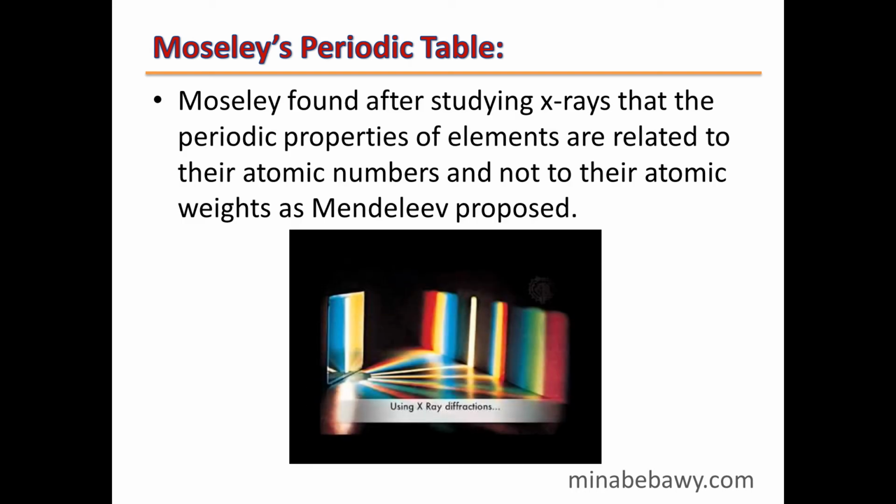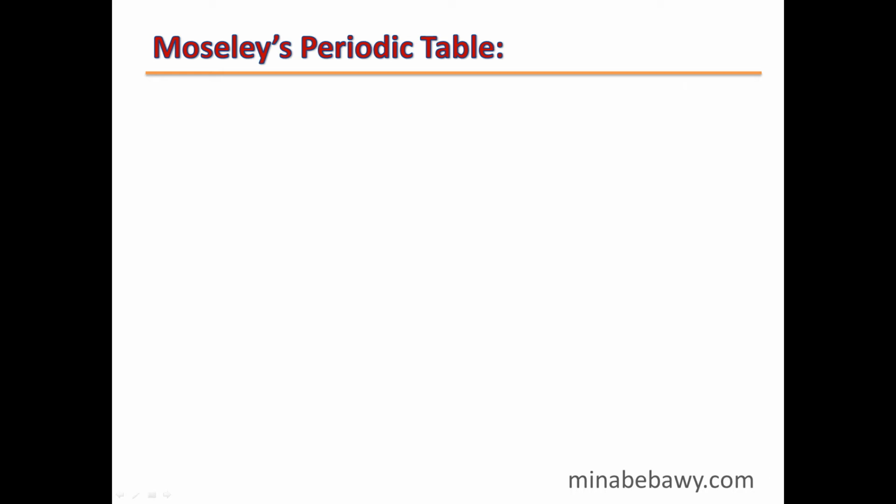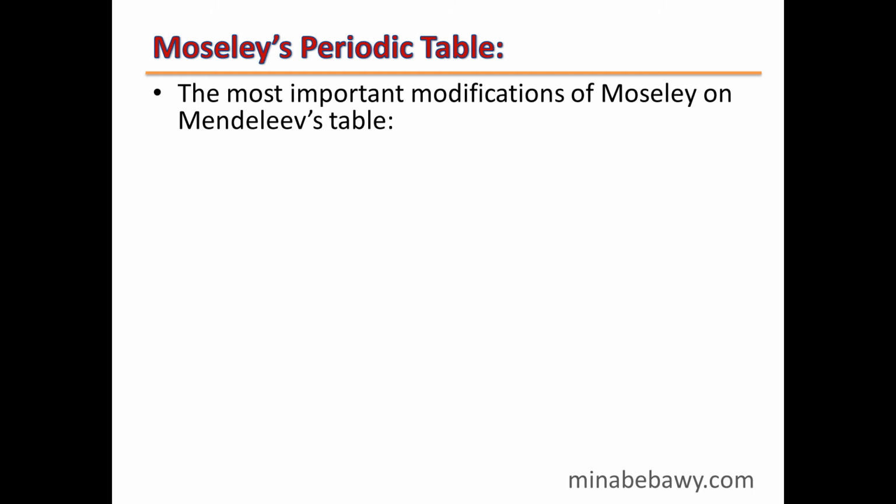Using this useful information discovered by Rutherford, and after studying X-rays, Moseley found that the periodic properties of elements are related to their atomic numbers, not to their atomic weights, as Mendeleev thought. Now the most important modifications of Moseley on Mendeleev's table.